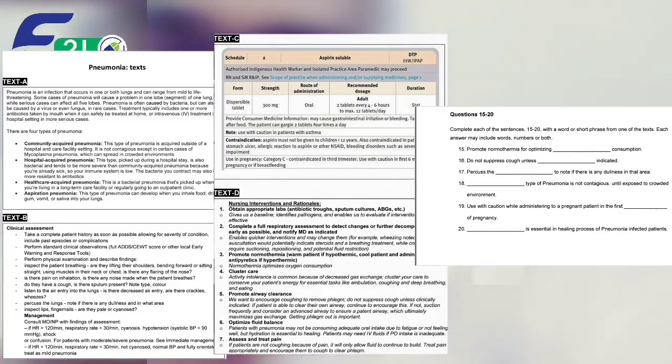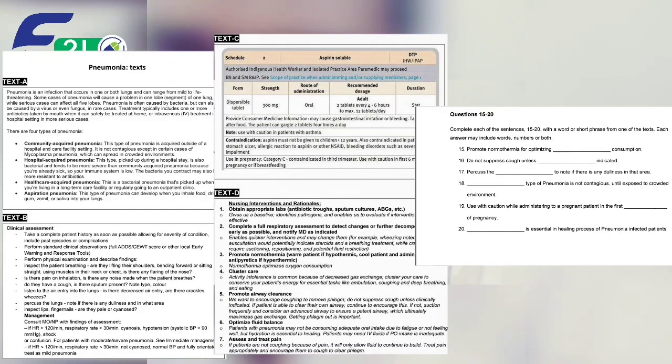16. Do not suppress cough unless indicated. So your answer is between unless and indicated. 17. Percuss the dash to note if there is any dullness in that area. So your answer is between the and to. 18. Dash type of pneumonia is not contagious until exposed to crowded environment. So this answer you know, right? It will be community acquired pneumonia, right? 19. Use with caution while administering to pregnant patients in the first dash of pregnancy. So your answer is between first and of.